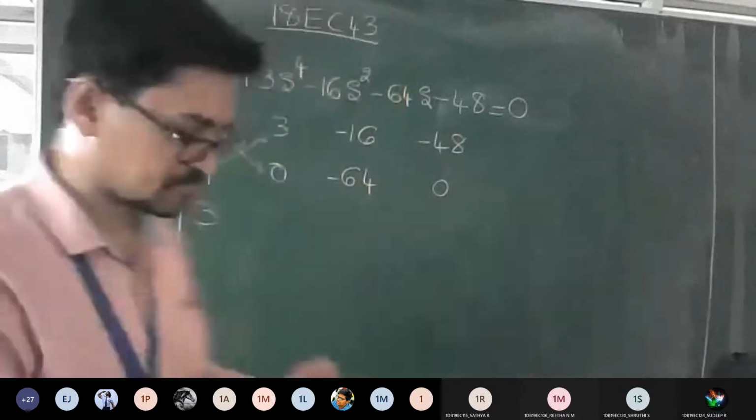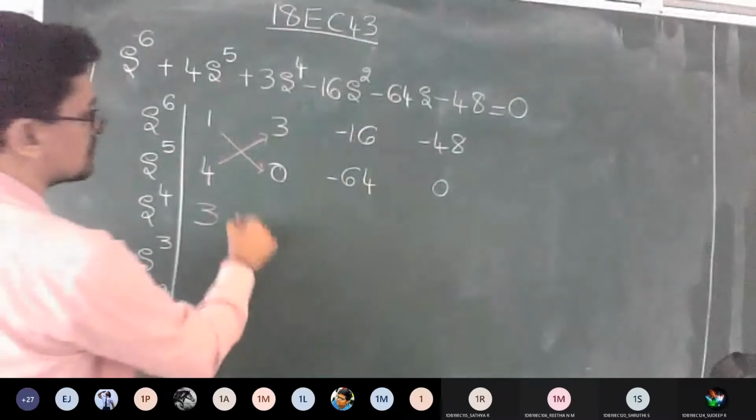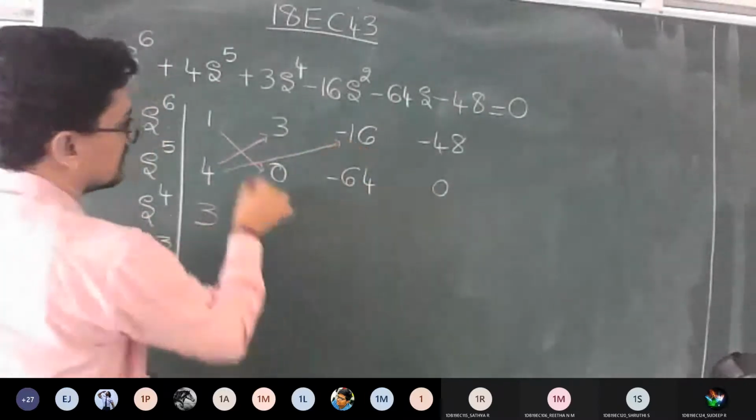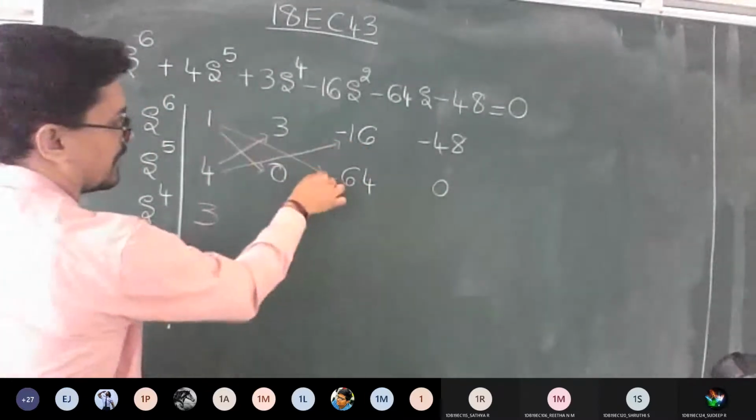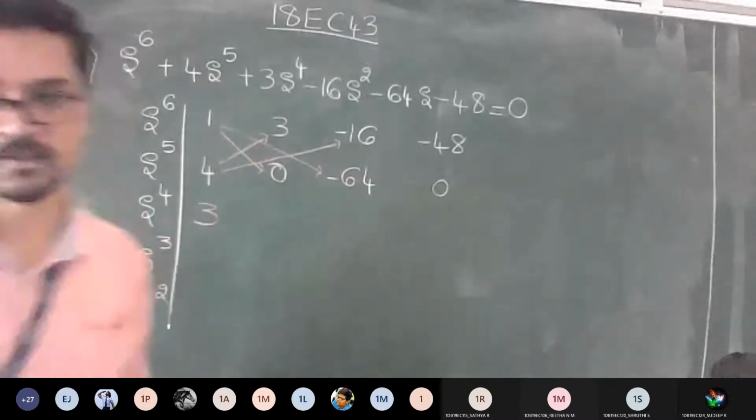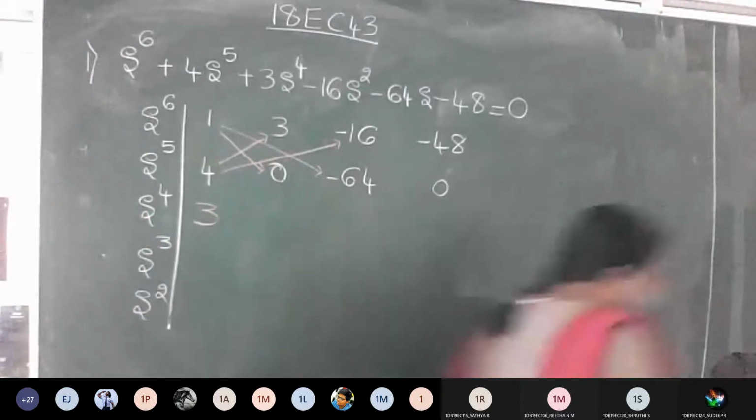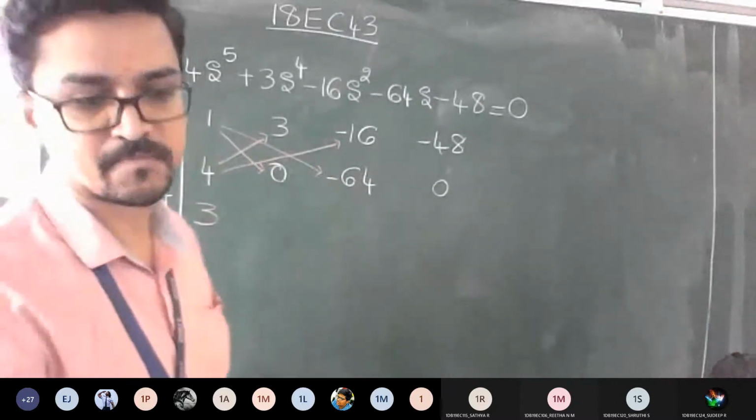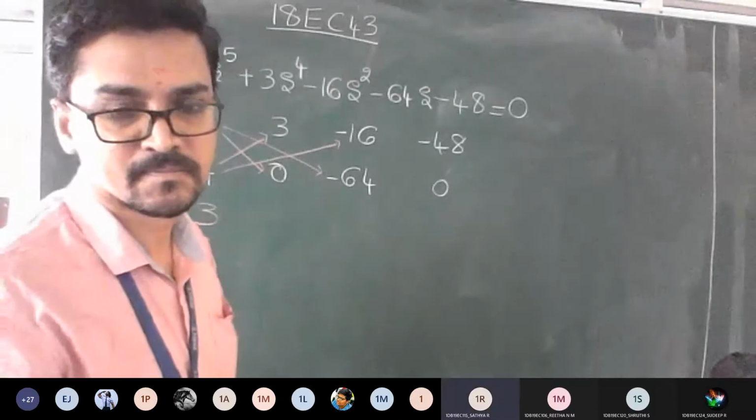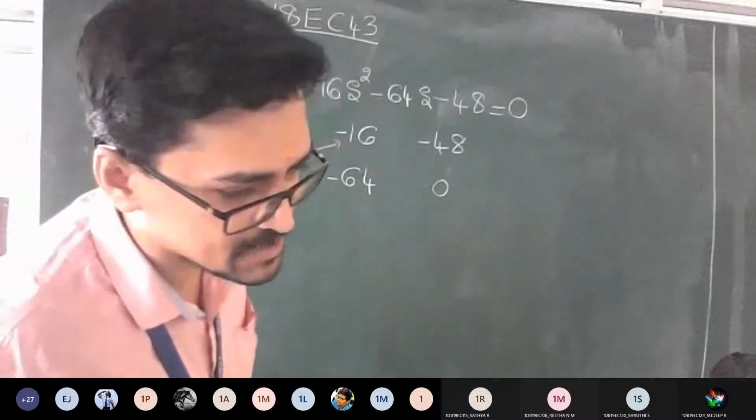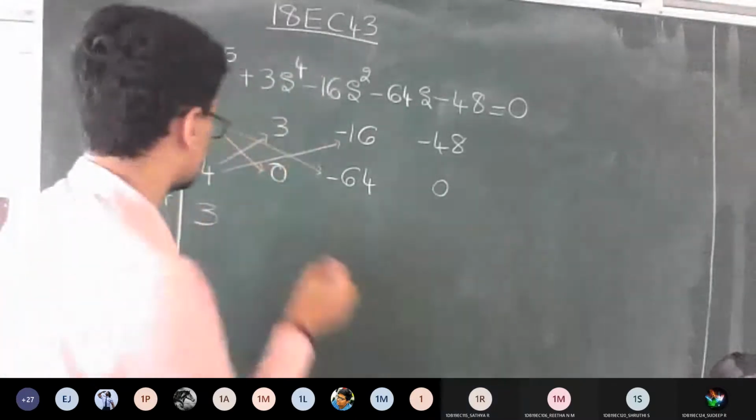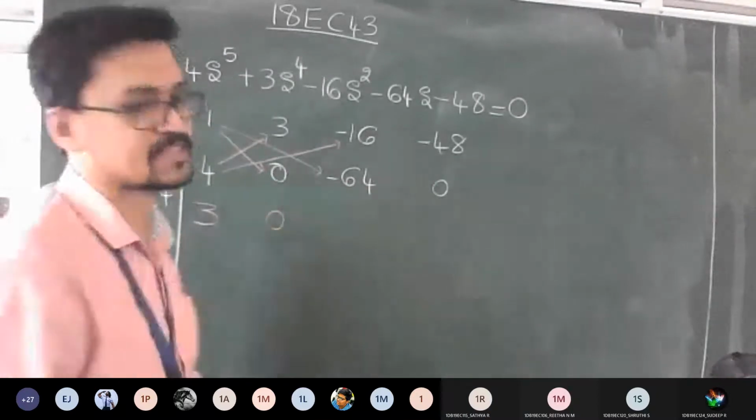What is the next answer? So I want to get this answer. So it's 4 into minus 16 minus of 1 into minus 64 divided by 4. How much? 0. Good, so you got 0 here. Next.